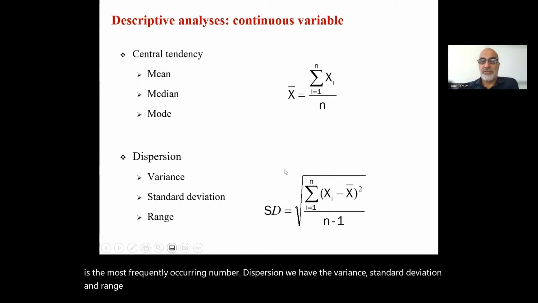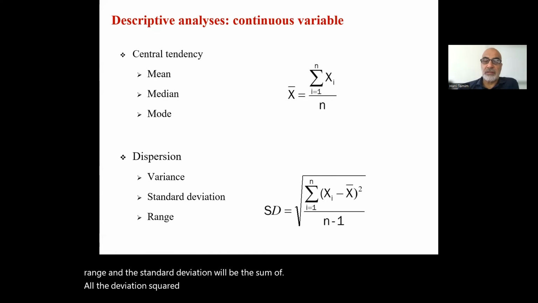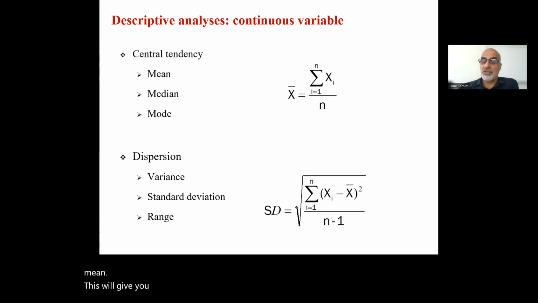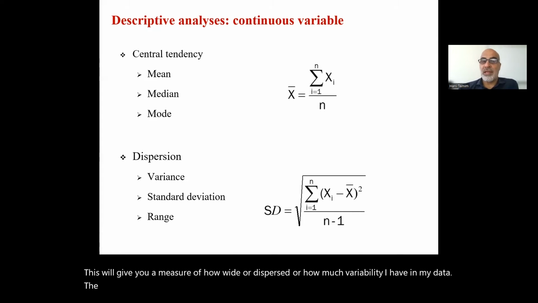And the standard deviation will be the sum of all the deviations squared, divided by the sample size, and then I square root it. In simpler terms, standard deviation is the average deviation of each observation, or each person, from the mean. This will give you a measure of how wide or dispersed, or how much variability I have in my data. The central tendency will tell me where the data is located.